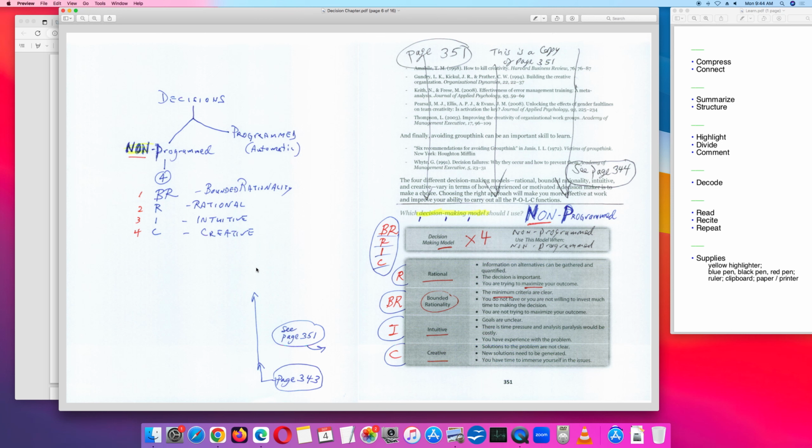All right. So just remember: compress and connect, summarize, structure, compress and connect. And that's how you read a college textbook efficiently.